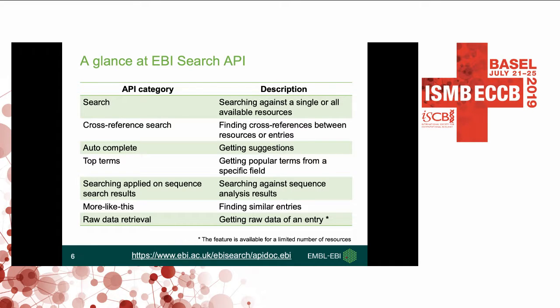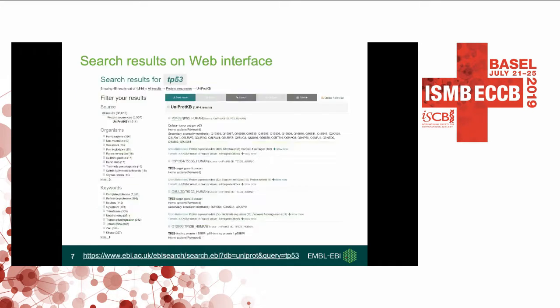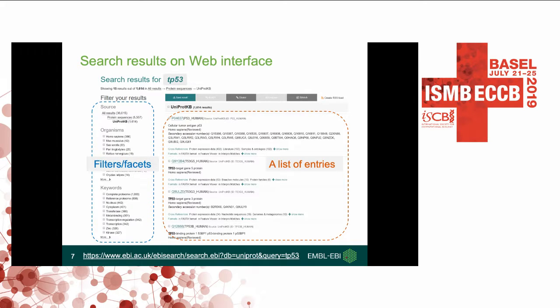So I will move to search first. This is a search result example on our web interface. As you see, in the middle section, there's a list of entries. In this example, these entries are ordered by relevance. On the left side, you can see facets which users can use later to narrow down the result.